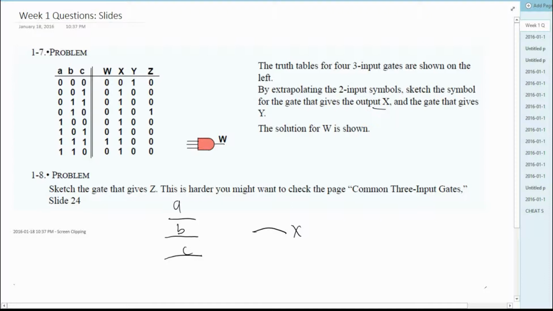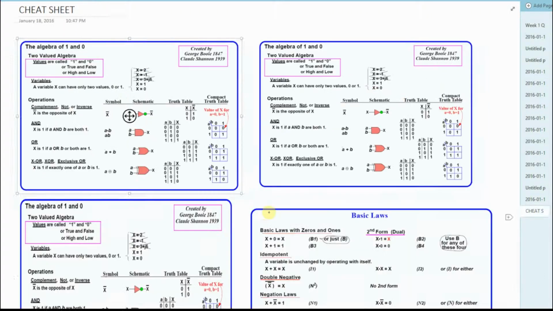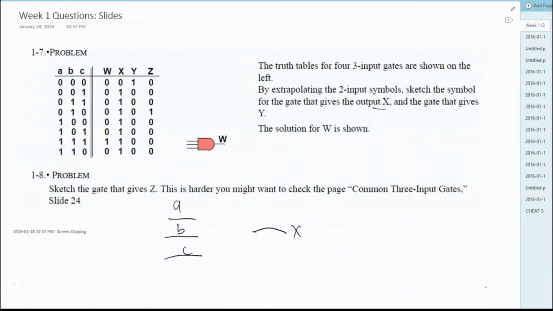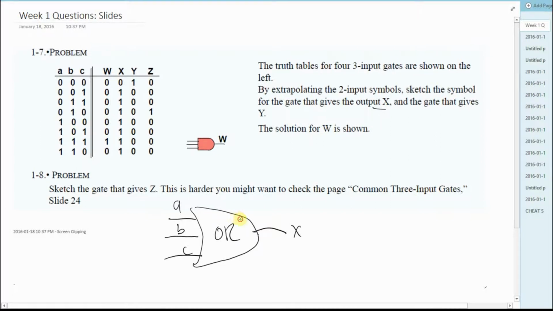I have no idea what the OR gate looks like, but I took it right off his slides, and that's how it looks. It looks like some weird spaceship-like thing. So let's go ahead and draw that out. Oops, wrong slide. I'm going to pretend that this is OR. I'm just going to label it OR. And we're done with X. That was relatively simple.